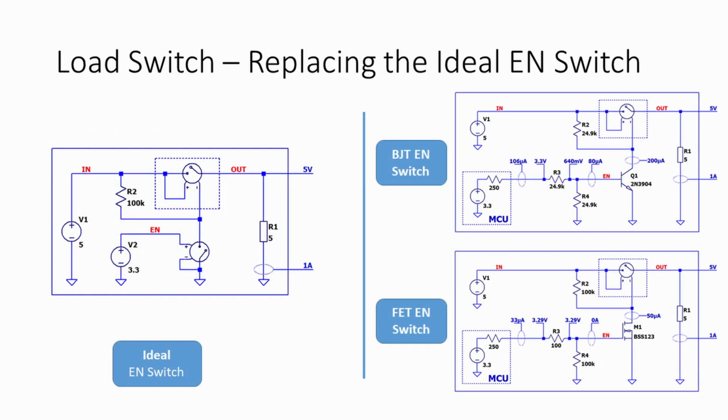So here are both BJT and FET enable switch designs. For the BJT, we end up with 80 microamp base current and 200 microamp collector current, ensuring strong saturation of the BJT. For the FET design, only 33 microamps is coming from the microcontroller pin, and the drain current is 50 microamps. So this design is a bit more efficient. Both of these designs should work, and there should be enough context now for making your own decisions.